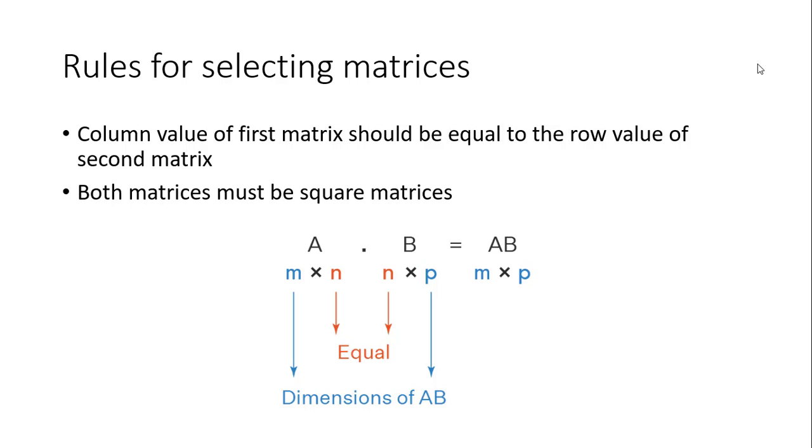The first rule is used for selecting the input matrices A and B. See the screen. Two rules are used for selecting the input matrices. The first rule says the column value of the first matrix should be equal to the row value of the second matrix. And the second rule says both matrices must be of the type square. That means both are square matrices. We have to use either one of these rules for selecting the input matrices before doing the multiplication.